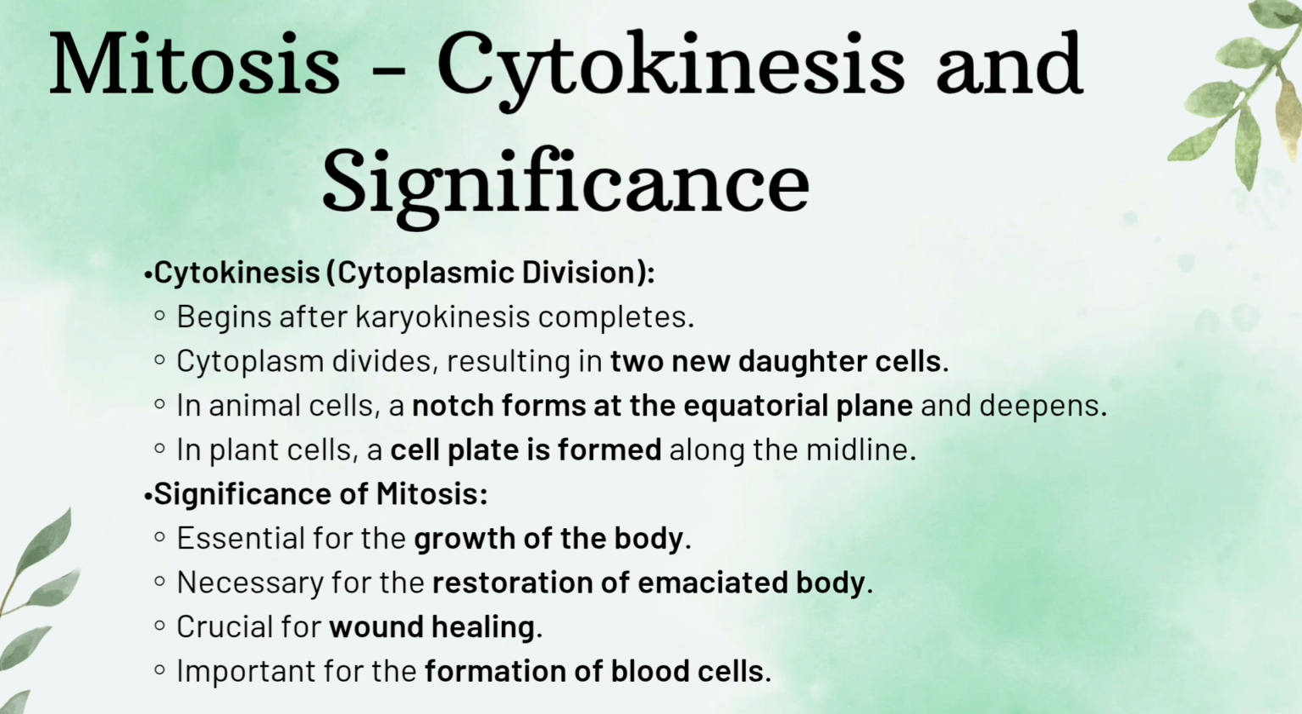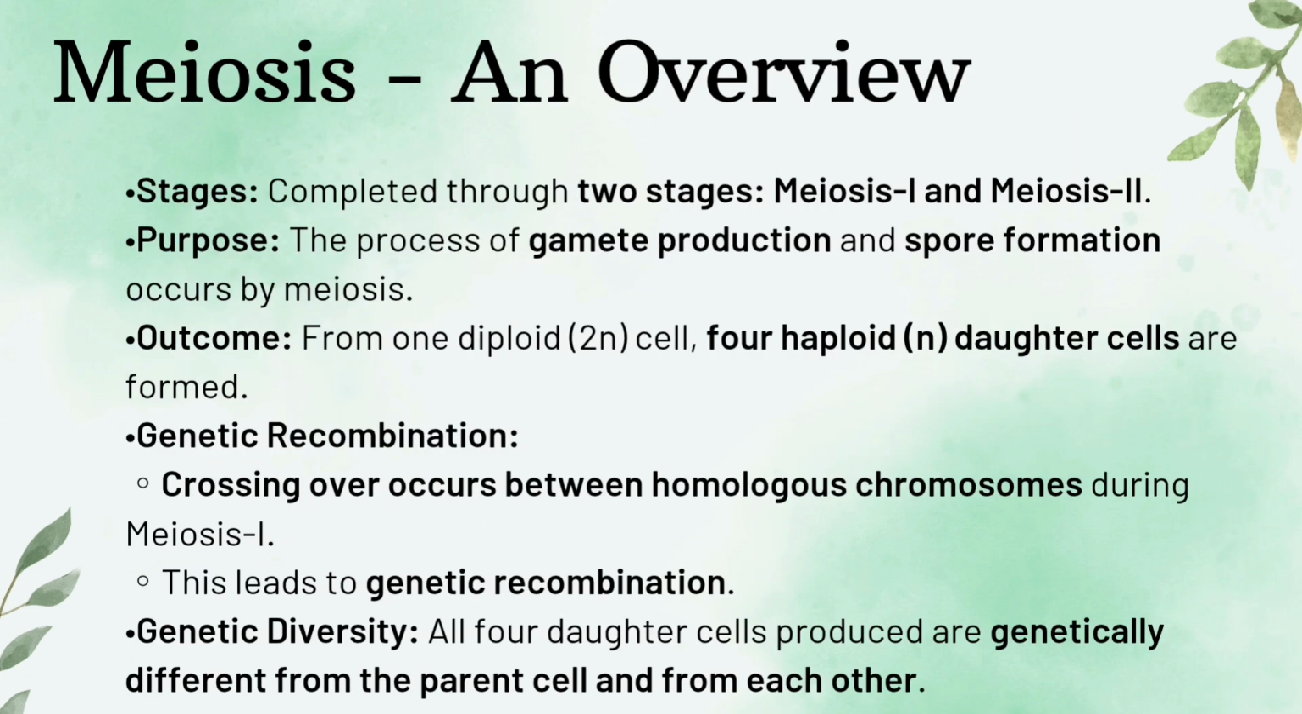In plants, a cell plate forms. In animals, the cell pinches inward. Meiosis occurs in germ cells and results in 4 genetically different haploid cells. It happens in 2 stages, meiosis I and II, and ensures genetic recombination through crossing over, creating diversity among offspring.